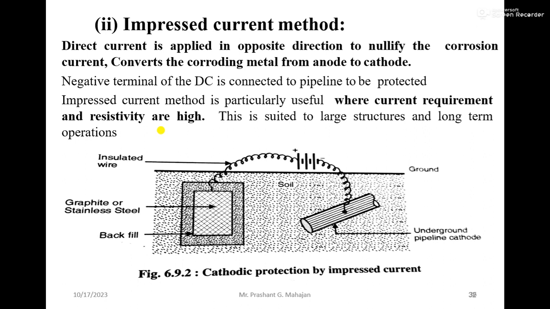That means the current is applied in the opposite direction to nullify the corrosion current. In that way, the anode is converted into cathode. That is called the second method of cathodic protection.